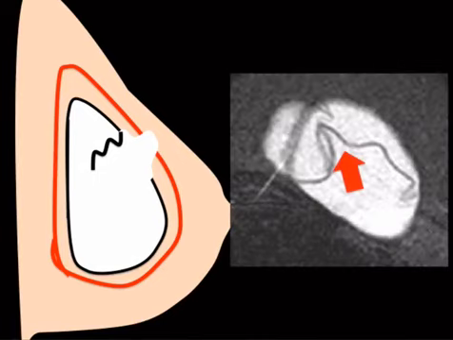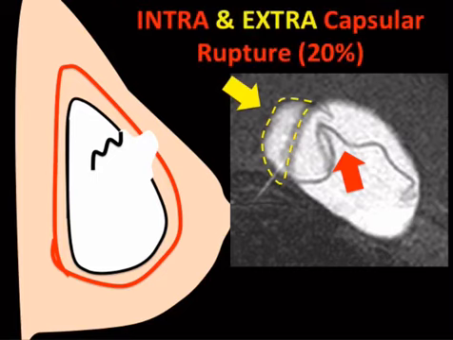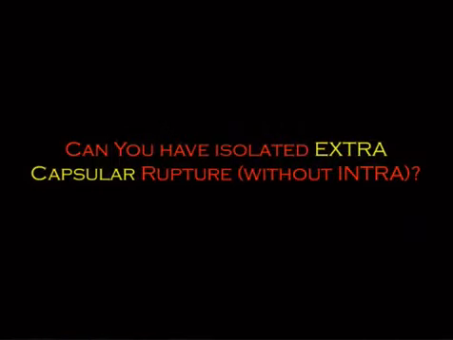So you've got, here's your linguine sign, here's your intracapsular rupture, and then you also have silicone outside of the envelope, so that's your extracapsular rupture. So you've got both, and this is the 20%. So 80% isolated intracapsular, 20% intra and extra. So can you have isolated extracapsular rupture?